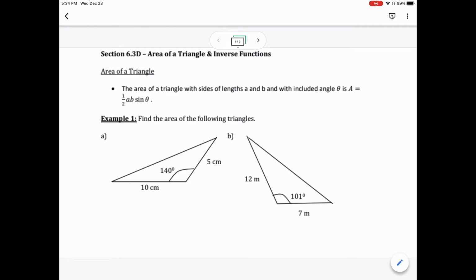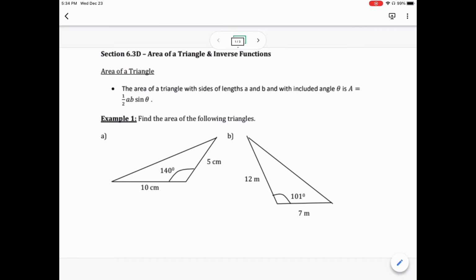Today's lesson is over section 6.3d, area of a triangle and inverse functions. So for this part, we'll be talking about area of a triangle where you're given the sides A and B and their included angle, which will give you the formula A equals 1/2 times A times B times sine of theta. Remember that the included angle means that it's the angle that connects those two sides.